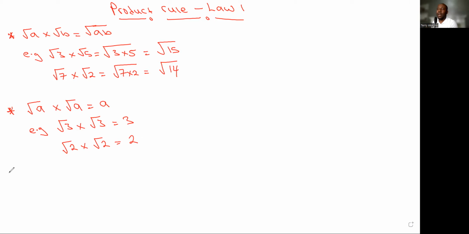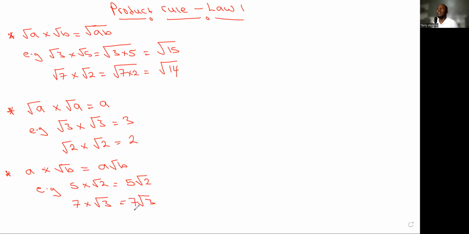Now, the next one I talked about was when I said A multiplied by root B. So that means an integer multiplying a surd is going to give you A root B. So for example, let's say we have 5 multiplied by root 2. This will give you what? 5 root 2. If you have 7 multiplied by root 3, that will give you what? 7 root 3. Okay?